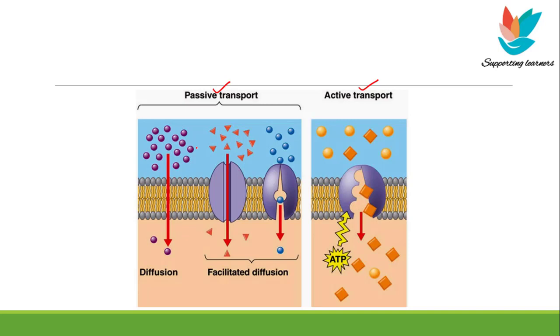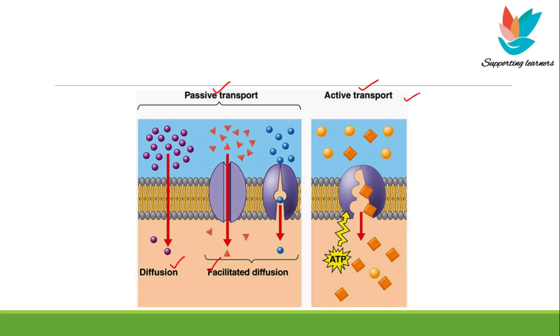Okay. पैसिव ट्रांसपोर्ट में हमने देखा था डिफ्यूजन और फैसिलिटेटेड डिफ्यूजन. डिफ्यूजन में सब्सटेंसेस डायरेक्टली क्रॉस कर जाते हैं मेम्ब्रेन को, whereas facilitated diffusion requires some special membrane proteins. They can be channel proteins or carrier proteins, right?